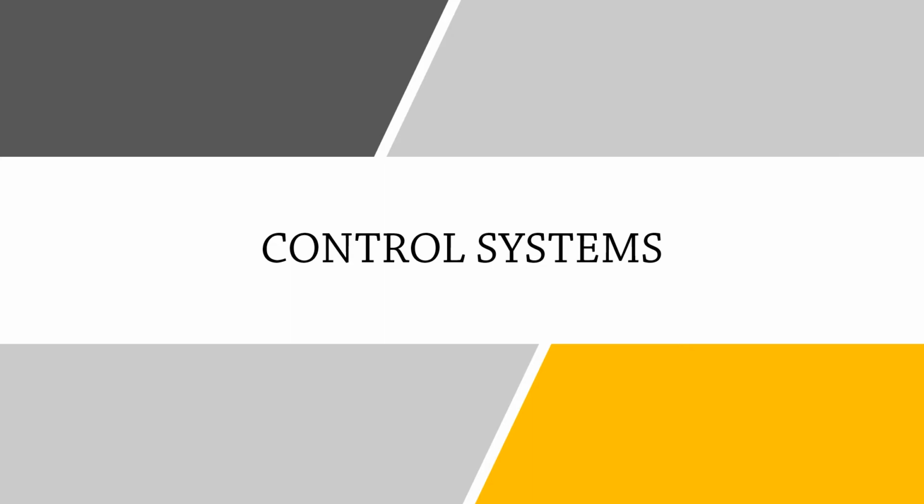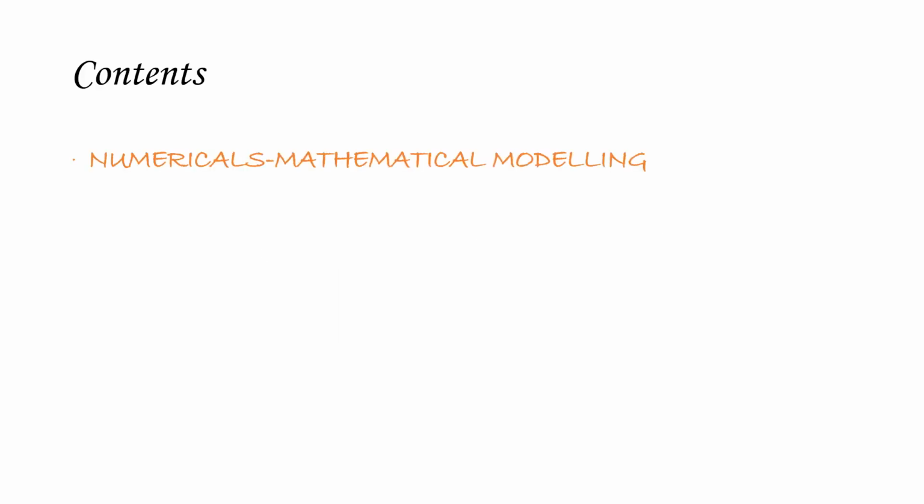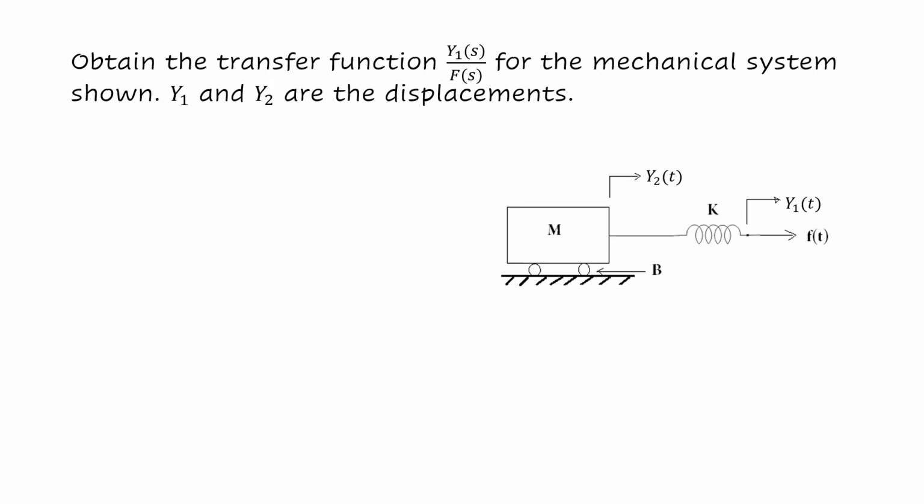Welcome you all. In this session, let us see how to obtain the mathematical model of physical systems by considering a few examples. The first one is: obtain the transfer function Y1(s)/F(s) for the mechanical system given. y1 and y2 are the displacements. So the mechanical system is given.